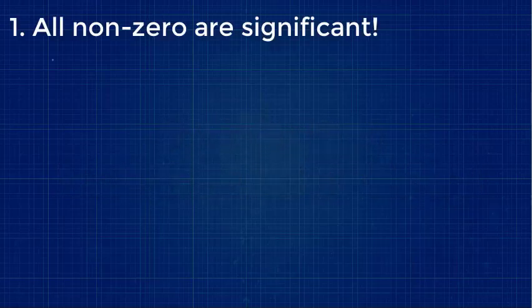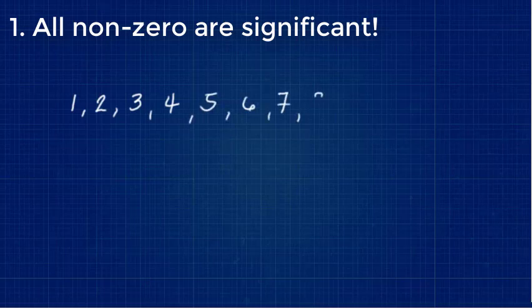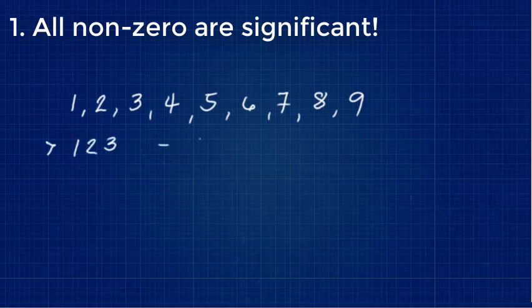One is that all non-zero digits are significant. This means that digits from 1 to 9 arranged in any form are significant. An example would be 1, 2, 3. This has 3 significant figures. Another one would be 2, 1, 3, and 6. This has 4 significant figures.